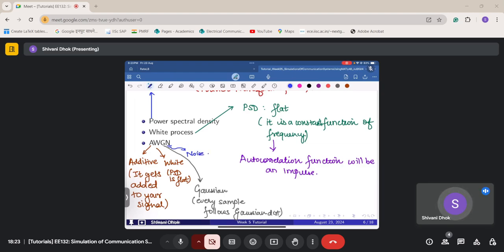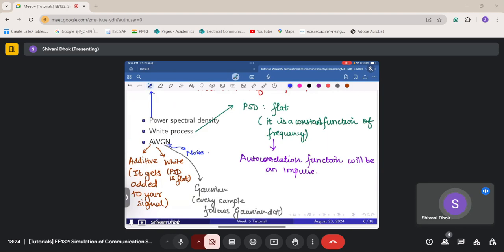So your noise is a random process which gets added to your signal and has a white PSD, or a flat PSD, that is, it is a white process, and every sample or whatever sample you take from that random process follows a Gaussian distribution. And this is your additive white Gaussian noise, which we will be looking at throughout your wireless communication course.